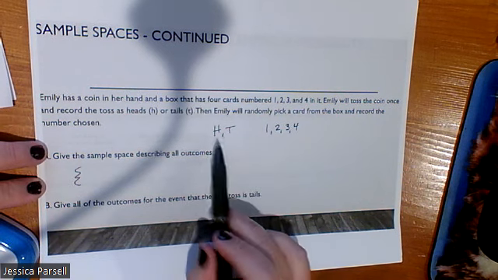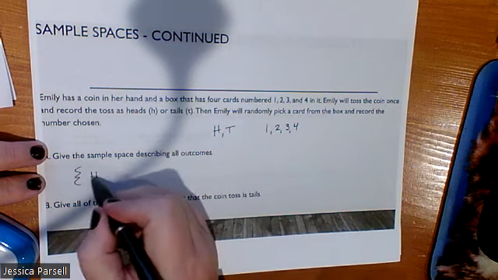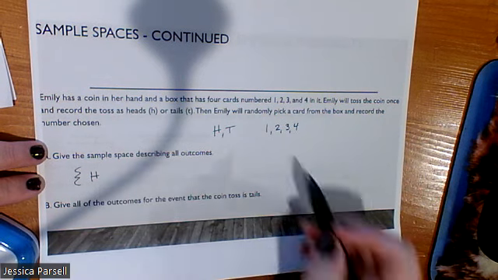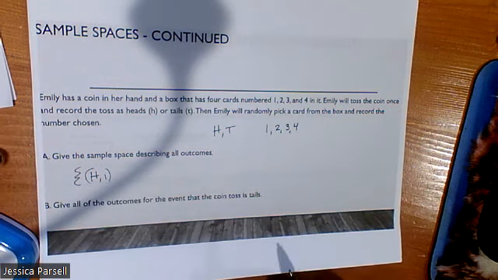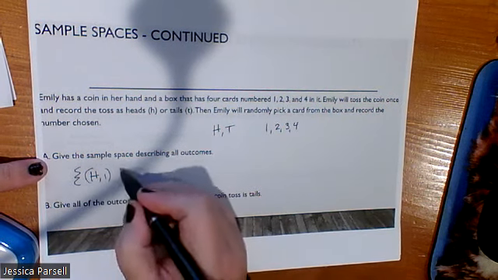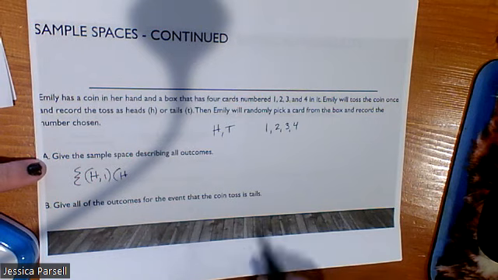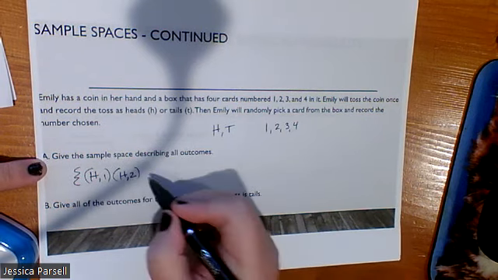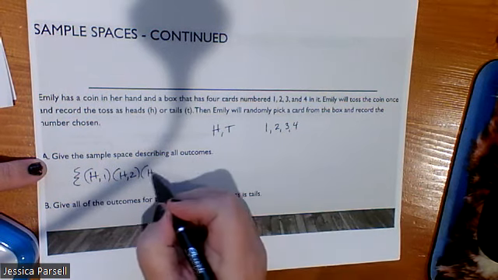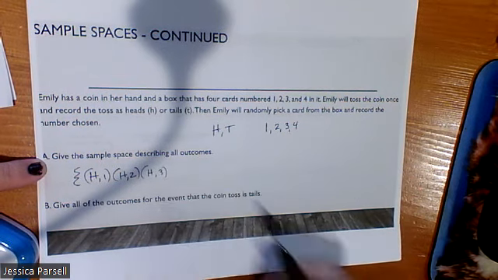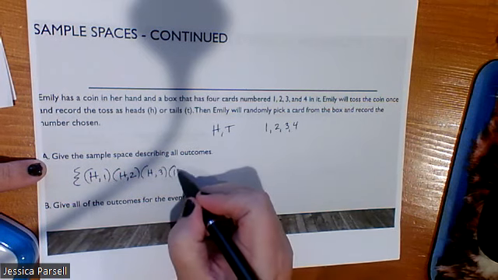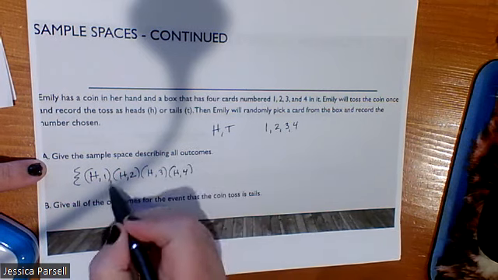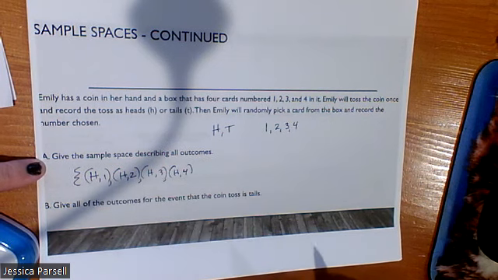First, she could toss the coin and have it land on heads and the number 1. So I'm going to put those together. She could toss the coin, land on heads, and also get a 2 out of the box. She could toss the coin, get a heads and a 3 out of the box. She could also toss that coin, get the heads and the 4. Okay, so there's 4 outcomes that could happen.